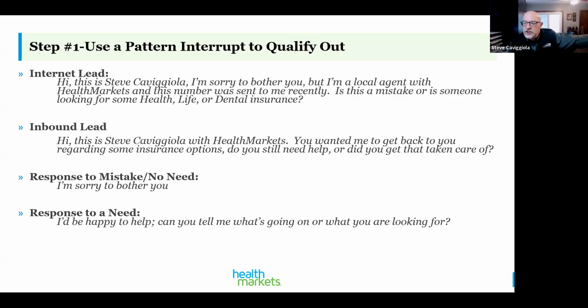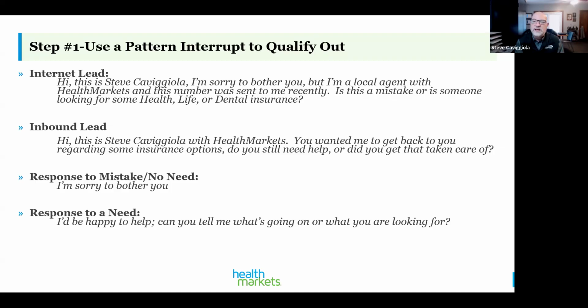Why? Because what's every other agent doing? They're trying to get him to buy something, right? Again, guys, what we want to do is a pattern interrupt to come across differently. When I started taking this approach, the very first thing I say, I don't say I'm Steve Cavajola with Health Markets, or a local agent. I say, hi, this is Steve Cavajola. I'm sorry to bother you. That does a couple things. First of all, how many agents are calling these people saying, hey, I'm sorry I'm bothering you?